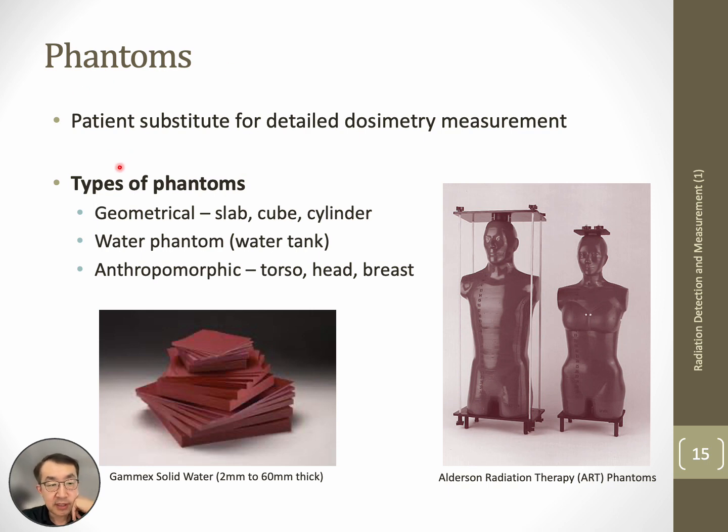We physicists love to use phantoms. So when we say phantom, what are these phantoms? It's a patient substitute for dosimetry measurement. So what kind of phantoms do we use? We have geometrical phantoms, as you see in this picture. So it's a slab or cube or cylinder shape, or water phantom. I have some pictures later. And or anthropomorphic phantom, so it looks like a human.